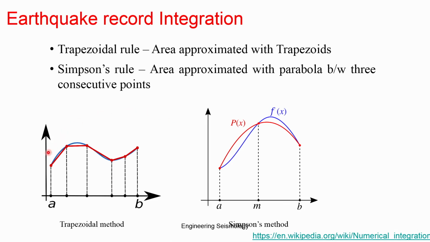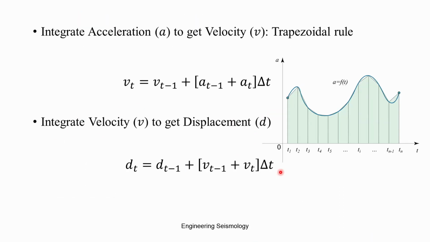This is how the trapezoidal rule is applied, and this is how Simpson's rule is applied, and using them you can convert the data from one form to another. For example, integration of acceleration gives velocity. This is the typical integration formula. Similarly, for velocity to displacement, this is the typical formula. Knowing this method, you should know that you use integration, and what type of integration, and that is sufficient.